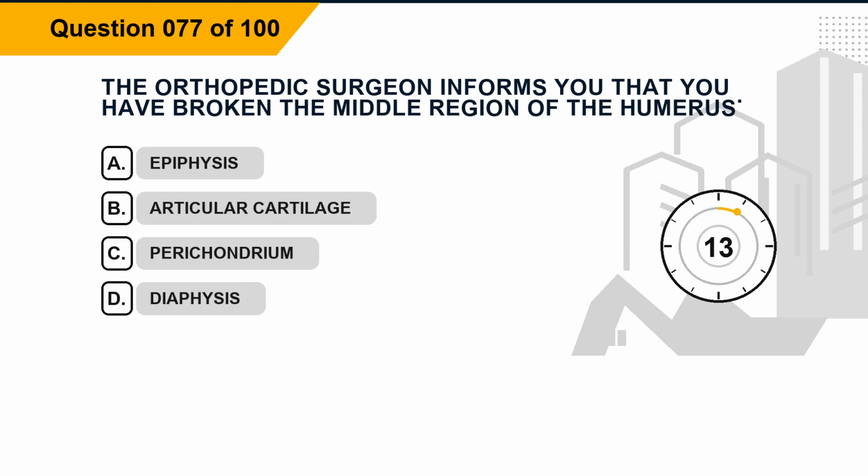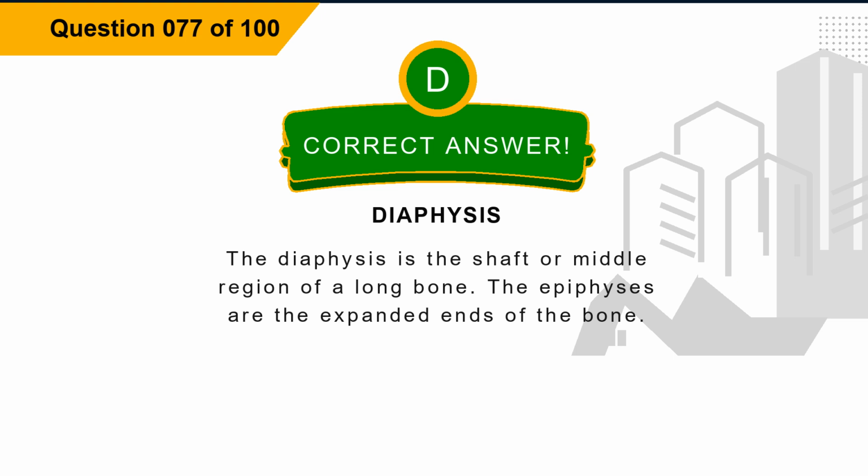Question 77. The orthopedic surgeon informs you that you have broken the middle region of the humerus. Option A, epiphysis. Option B, articular cartilage. Option C, perichondrium. Option D, diaphysis. The correct answer is option D, diaphysis. Explanation. The diaphysis is the shaft or middle region of a long bone. The epiphyses are the expanded ends of the bone.